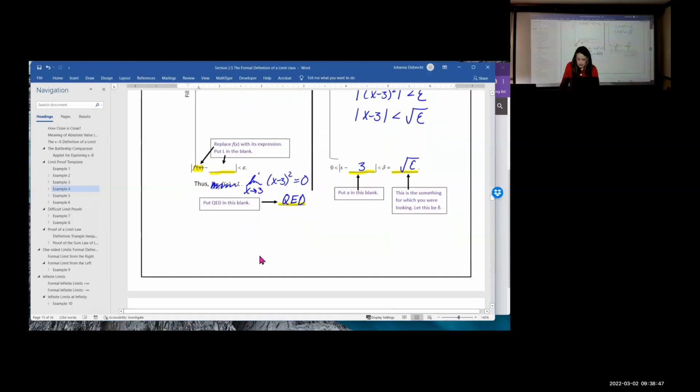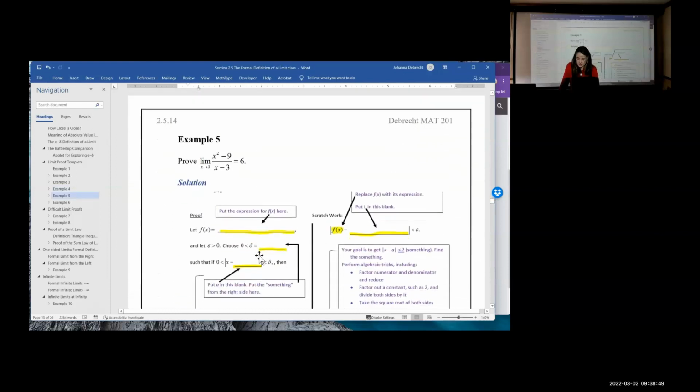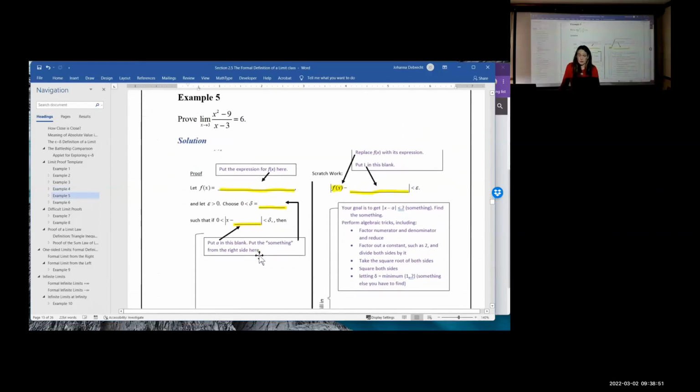Let's take a look at example 5, where we have a slightly different technique being used. So we've seen factoring out a common factor, and we've seen taking the square root of both sides. This one is a little bit different, all right? So we have a equal to 3. The function value is the rational function x squared minus 9 divided by x minus 3, and L is equal to 6.